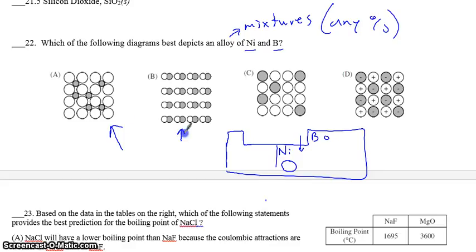These are actually molecules, so this would be a molecular substance. You have individual molecules, and these would be the intermolecular forces. So this would be something like HCl, for example. It could be a representation.